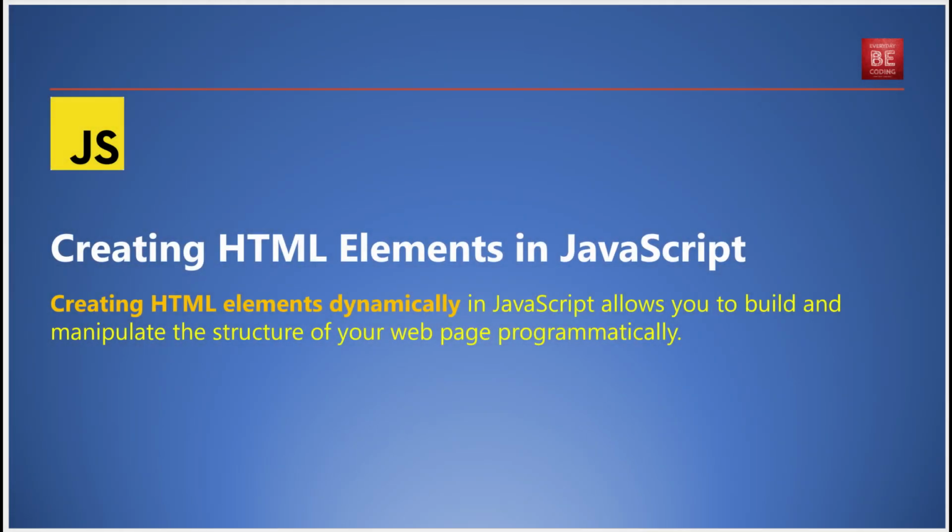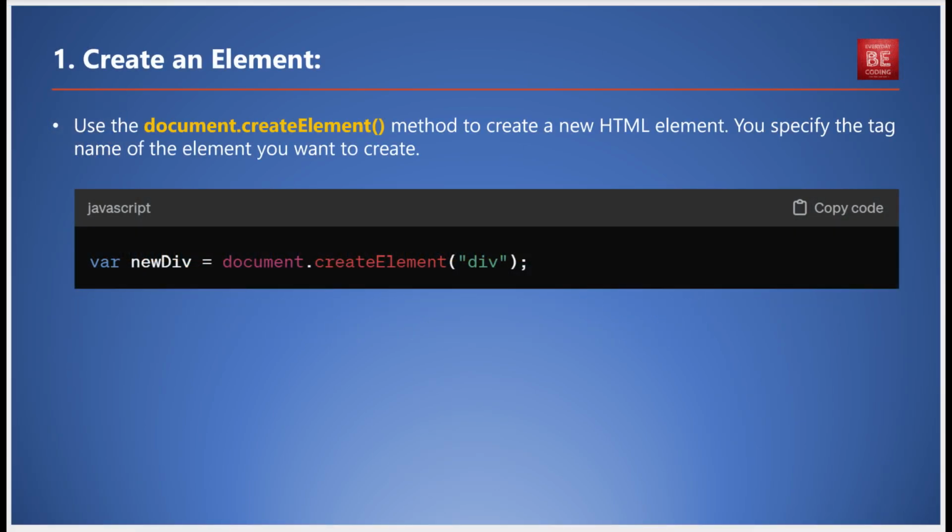Ever wondered how to create HTML elements dynamically in JavaScript? Well, it's a powerful feature that can be used to build and manipulate the structure of a web page programmatically. Let's dive into the process. First things first, you need to create an element. This is achieved using the document.createElement method. This method allows you to specify the tag name of the element you want to create.